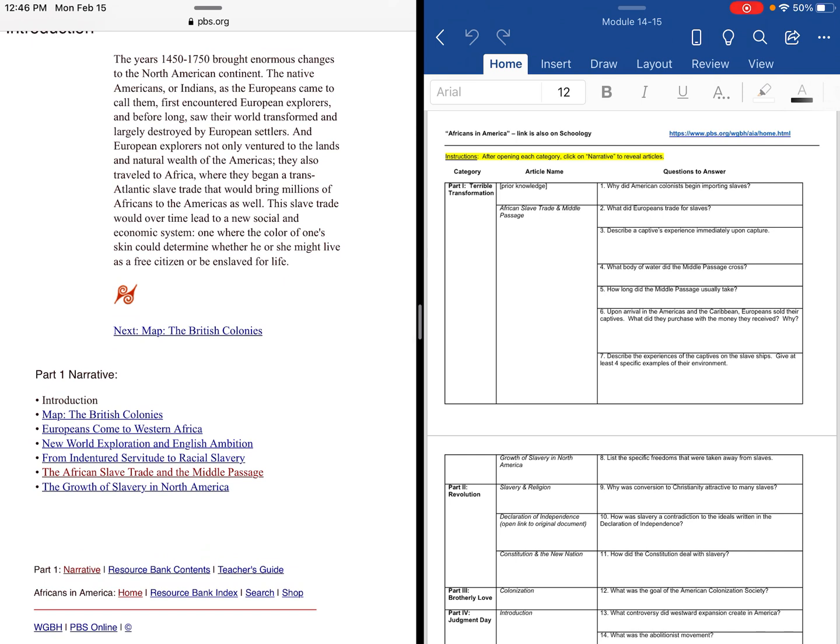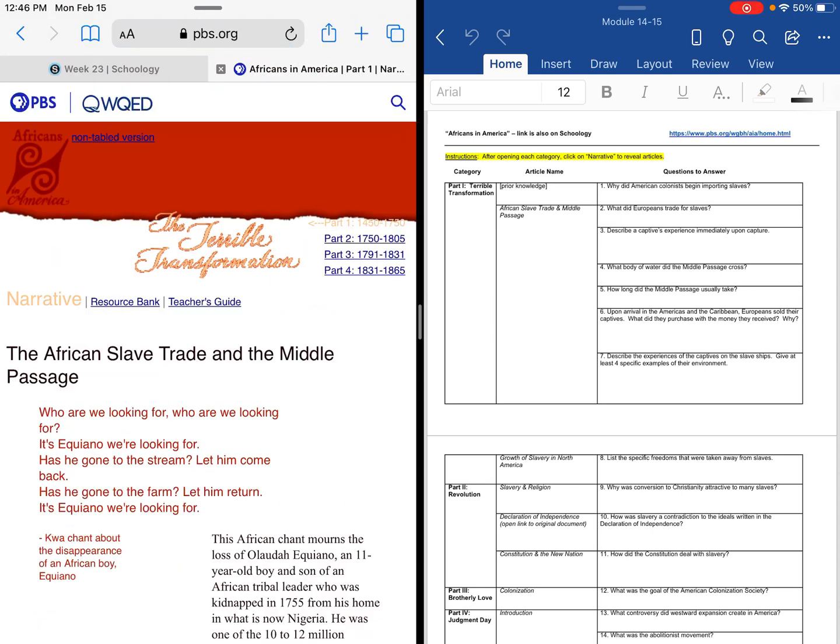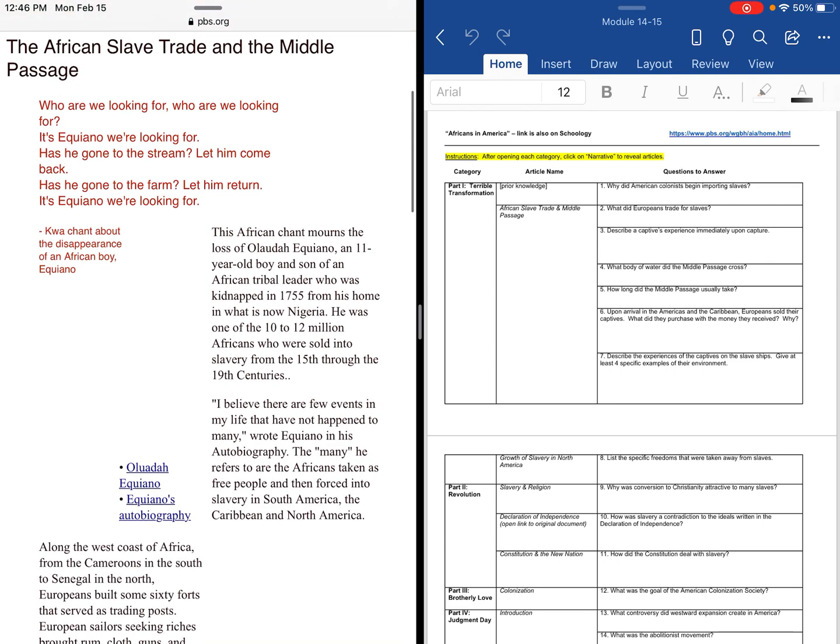At the bottom here, you'll see the links. Those are your article names. All right, so as I read this, I am looking for answers to the questions that are listed on my document. So I'm going to look at those questions before I actually read, and that way I know what I'm reading for. Number 2, it says, what did Europeans trade for slaves? Number 3, describe a captive's experience immediately upon capture.